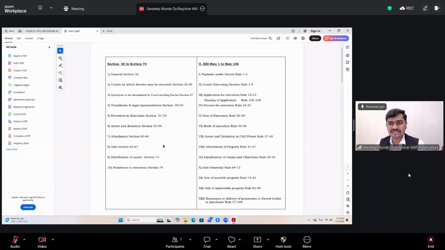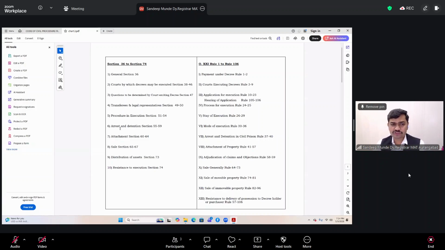Very important section in this part is section 51, procedure in the execution of decree, that is how to execute the decree, what is the procedure for execution and what are the modes of execution of decree. By delivery of property, by arrest and detention, by attachment and sale, or by any other mode available as per the relief granted by the court, you may have a power to execute the decree.